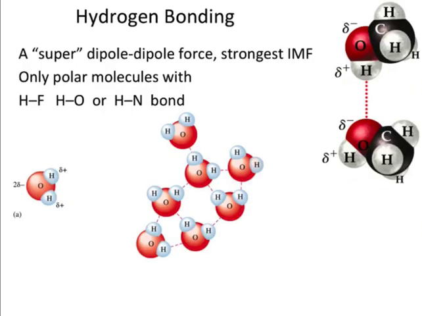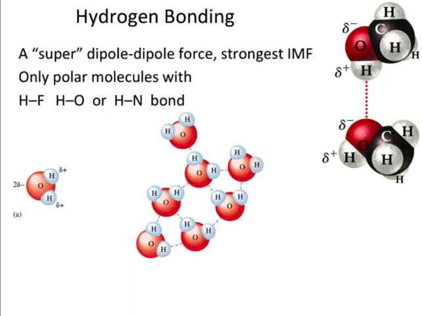Now there's one special kind of dipole-dipole force called hydrogen bonding. And this is the strongest intermolecular force of all. It only occurs in polar molecules that have these very specific bonds: hydrogen-fluorine, hydrogen-oxygen, or hydrogen-nitrogen bond. The reason why these bonds are the ones that form hydrogen bonds is because fluorine is the most electronegative element, so it'll have the largest electronegativity difference with hydrogen. Oxygen is the second largest electronegativity. And then nitrogen is up there in the top 5 for electronegativity.